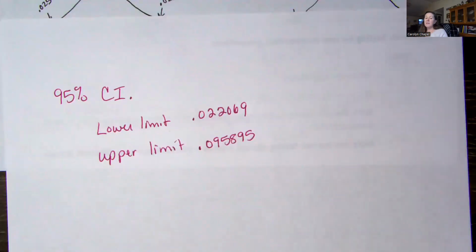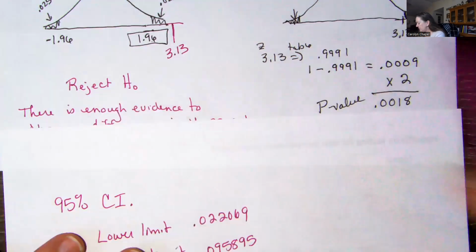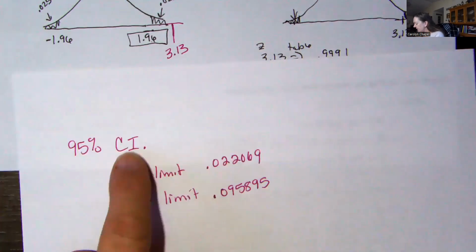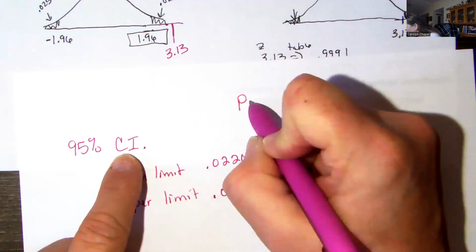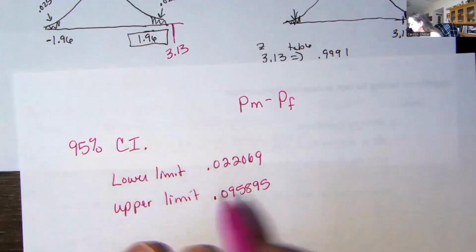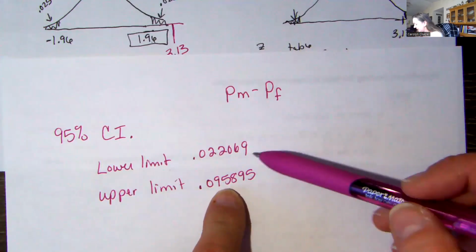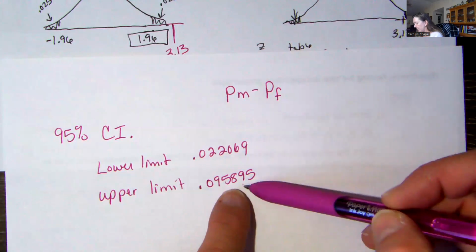And to see if this verifies, we rejected. Okay, now we were rejecting the difference. So this is looking at the difference. So this is looking at PM minus PS is what it's looking for. And so the difference between them is somewhere, we're 95% confident that the difference is between these two numbers.